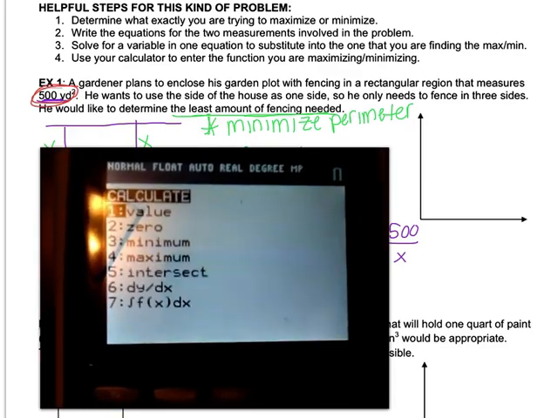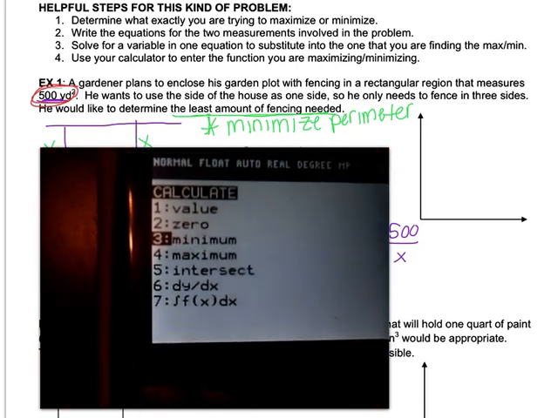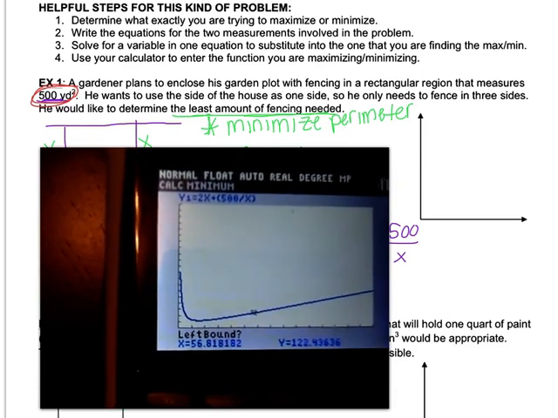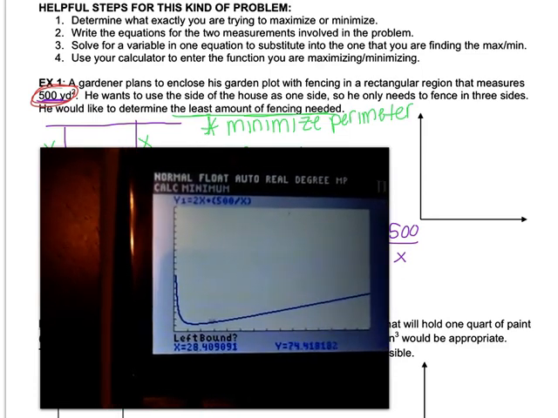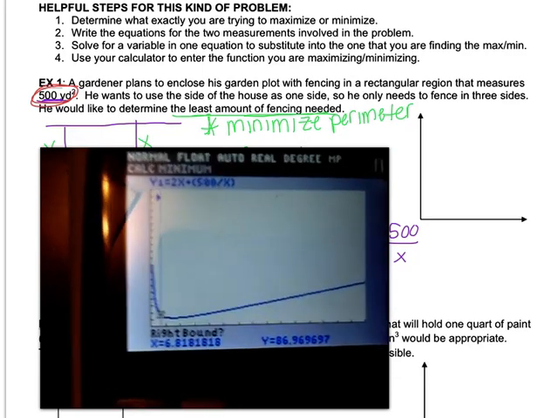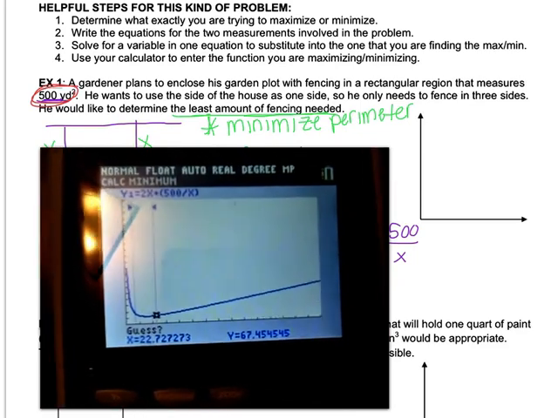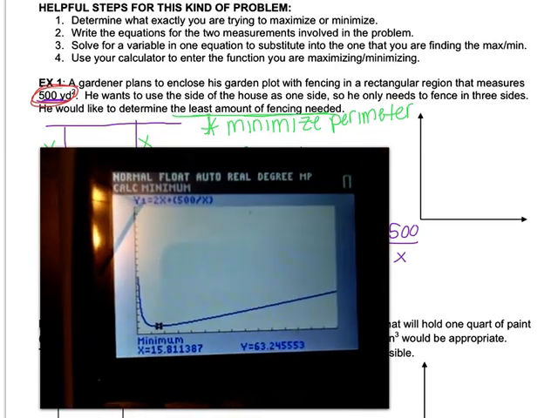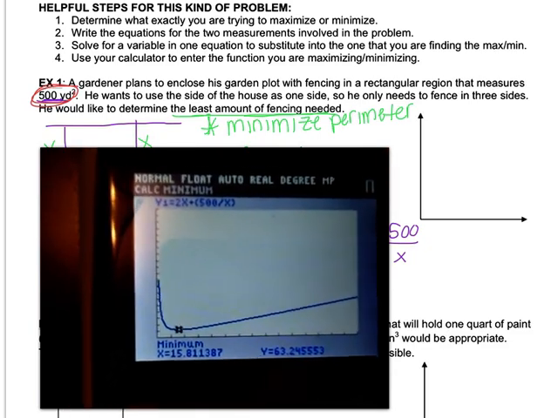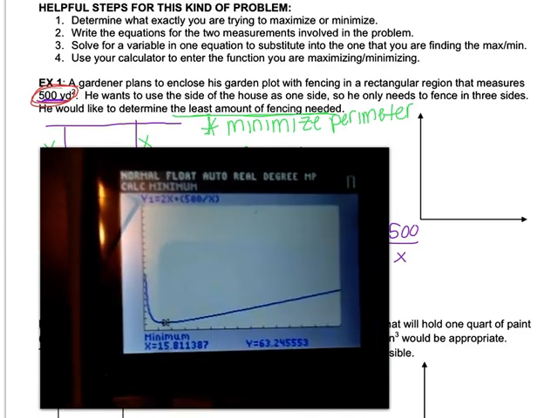So second trace to get the calc functions, the min and max. We want the minimum. Go all the way over here. With these gradual changes, make sure you get all the way to the left and right of that dip. And so our minimum occurs when x equals 15.8. The minimum itself, that minimum perimeter we're looking for, is 63.2.